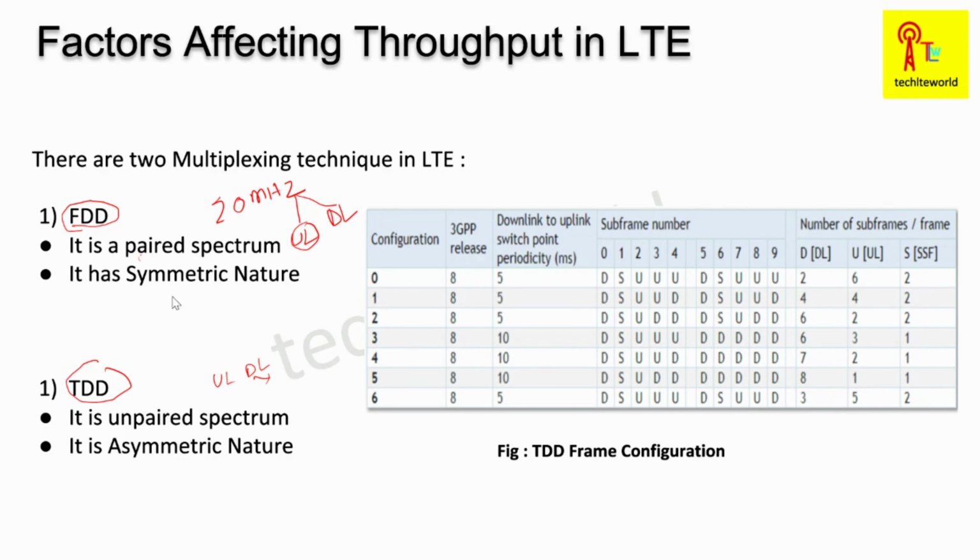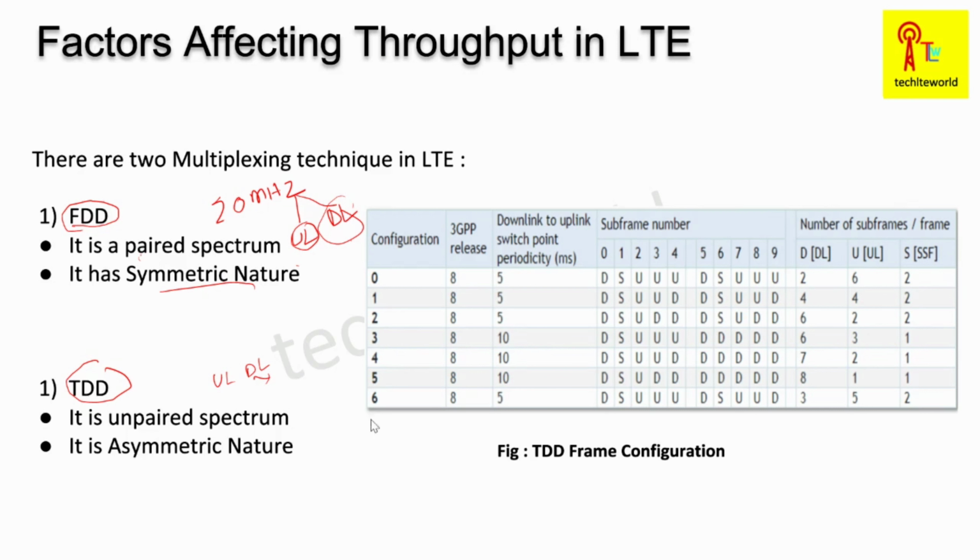FDD also has a symmetric nature. So why does it have a symmetric nature? Because, as I told you, this 20 megahertz is separately allocated for uplink as well as downlink. It means that the amount of bandwidth which has been allocated to UL will be the same as the bandwidth which has been assigned to the downlink. But TDD is actually asymmetric in nature. So why is it asymmetric?